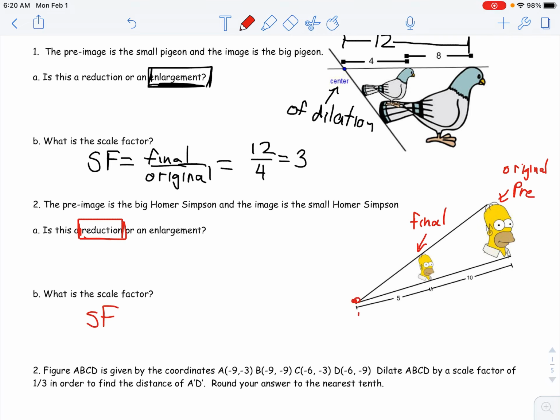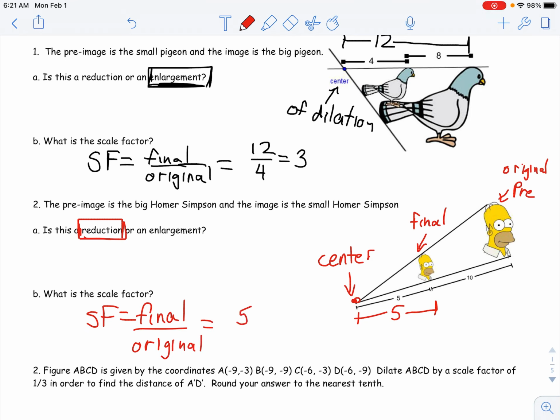Again, the final length is 5. Remember, we always want to go back to the center of dilation. Let me write it like this, actually. The scale factor is final over original. In this case, 5, and the original length is 15. So 5 over 15, which reduces to 1/3.